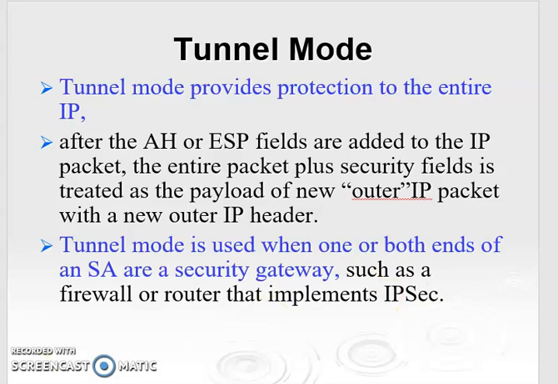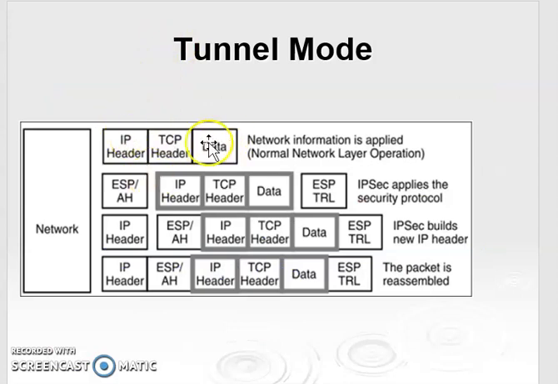So for example, you can see in the tunnel mode, this is the original IP packet. Now the ESP header or authentication header is appended before the IP header. This original IP packet sits between the ESP header and the ESP trailer. After that, a new IP header is added to this whole packet, and then the packet is reassembled. So this is the way in which the tunnel mode works.